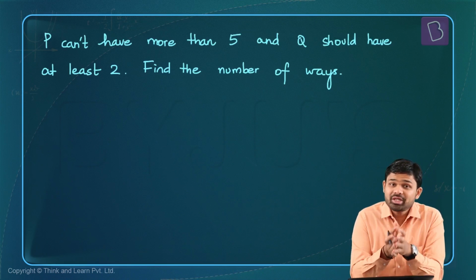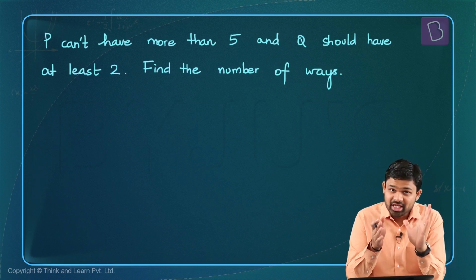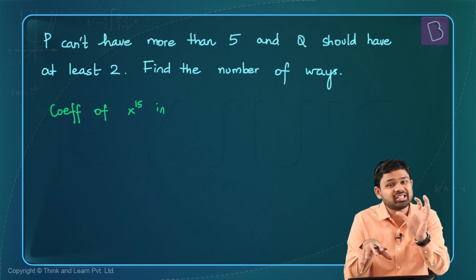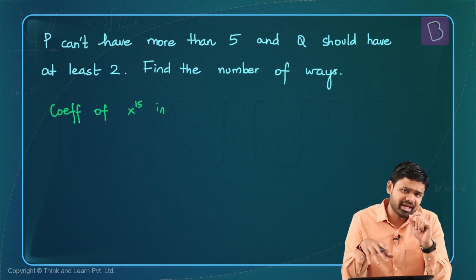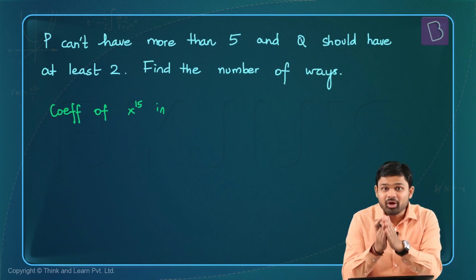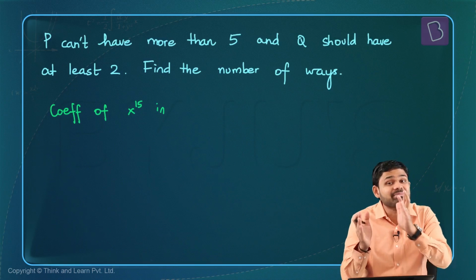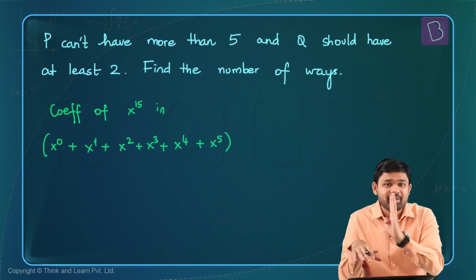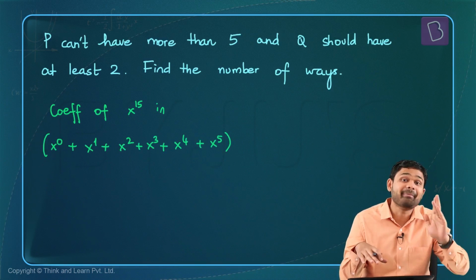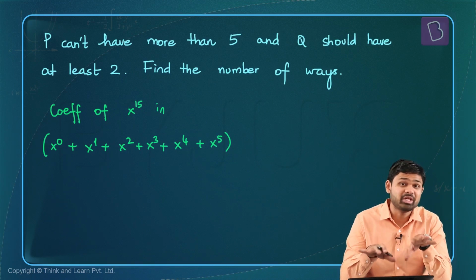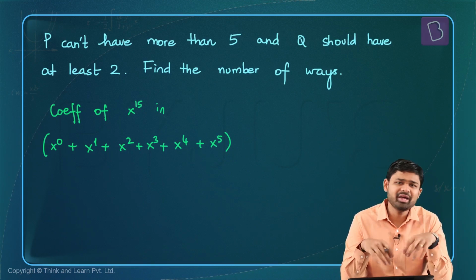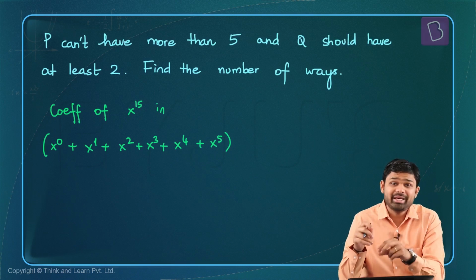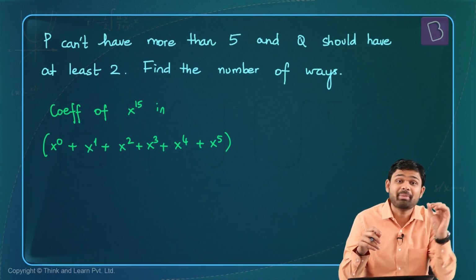So now the total of P, Q, R and S is 15. So when we have a multinomial expansion, we are going to look at the coefficient of x power 15. But what is the multinomial expansion that we have to consider now? Well, what is the condition on P? P can take a maximum of 5, correct? It cannot be more than 5. So you have to consider x0 plus x1 plus x2 plus x3 plus x4 plus x5. Remember, x is a value between 0 and 1. In fact, in terms of probability, x would be the probability of success. So it will be x0 plus x1 plus x2 all the way until x to the power 5.